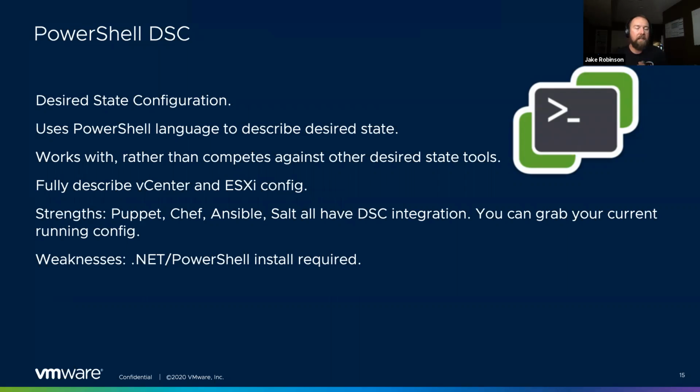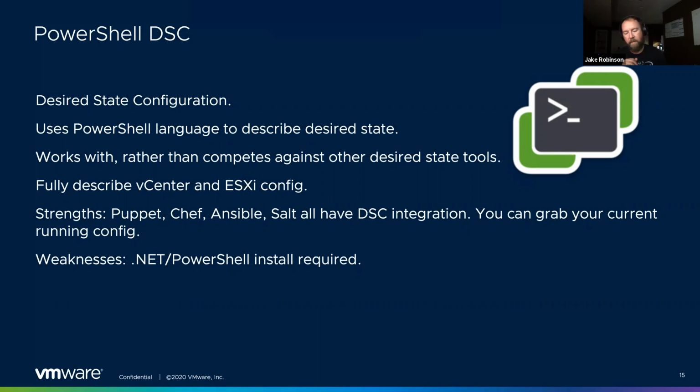So PowerShell DSC. Microsoft, looking at this whole paradigm of the different desired states, whether we're going with imperative or declarative, DSC is Microsoft's answer to that declarative portion. So you can actually use DSC to write essentially declarative PowerCLI, PowerShell code. One of the cool things that DSC does is it works with rather than competes against these other desired state tools. You look at things like Puppet, Chef, Ansible, Salt, they all have DSC providers in them.